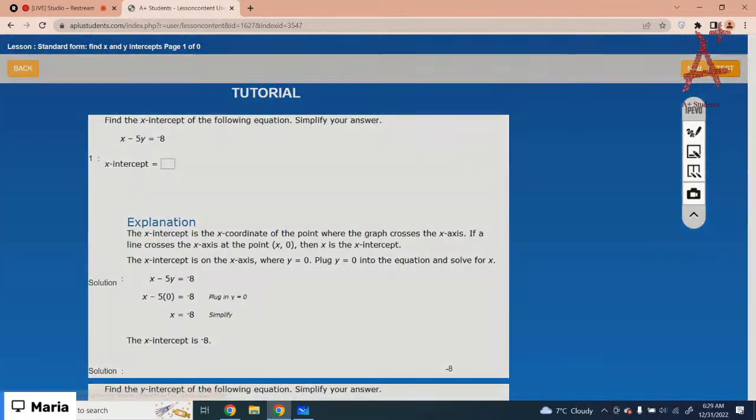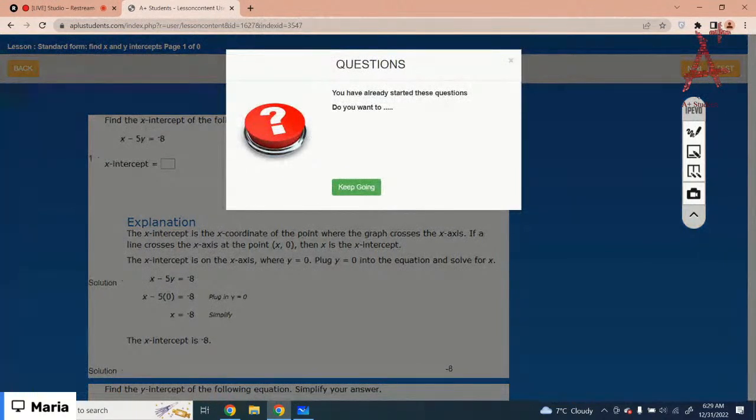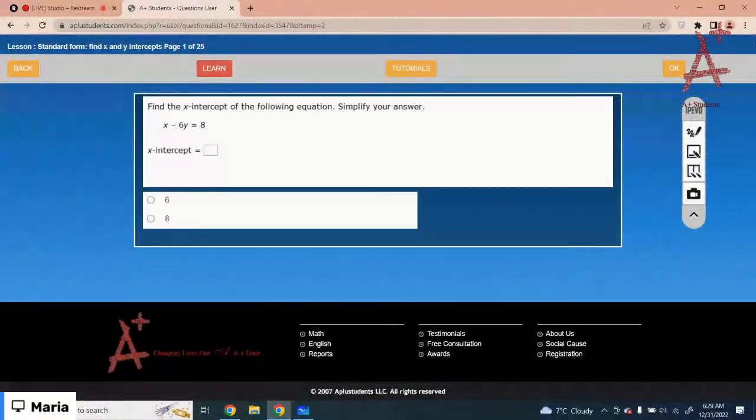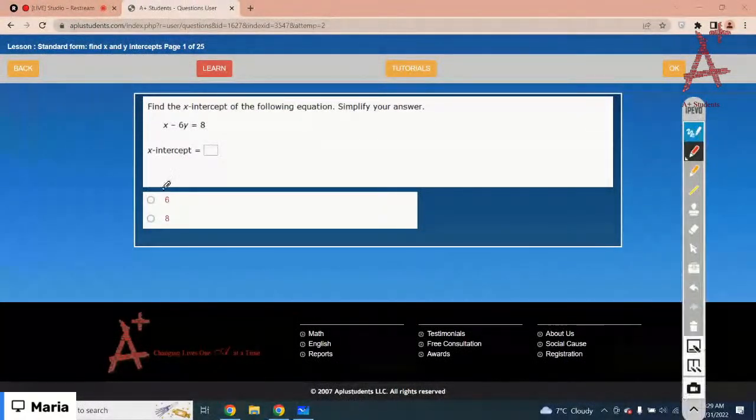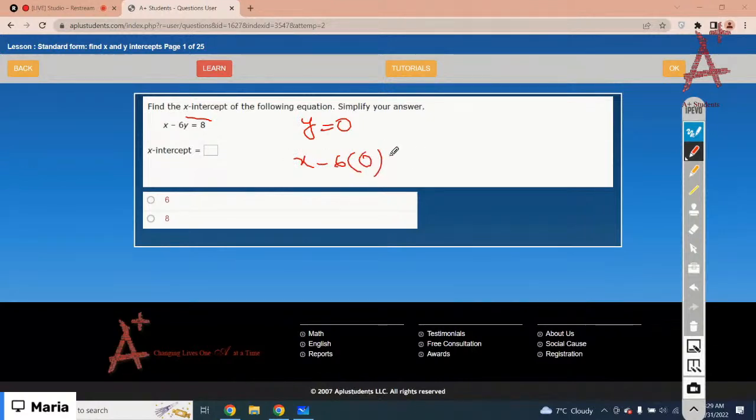Let's just start with the test questions. Okay, first one is x minus 6y equals negative 8 and find the x-intercept. Whenever you have to find the x-intercept of any equation, just replace the y with 0. Got it? So it would be x minus 6 times 0 equals 8. So 6 times 0 is 0, then x equals 8. Got it? So the correct option is x equals 8.